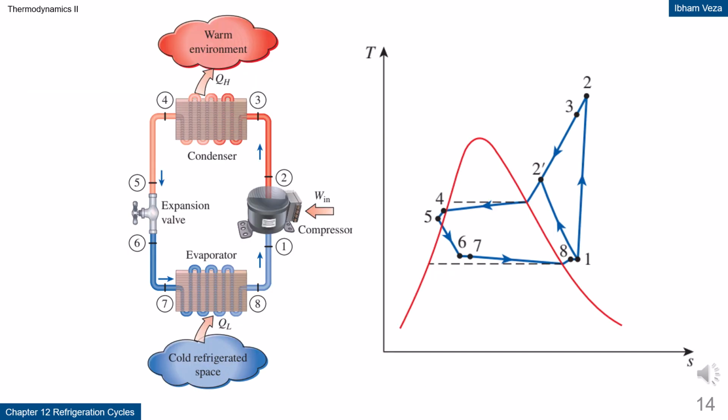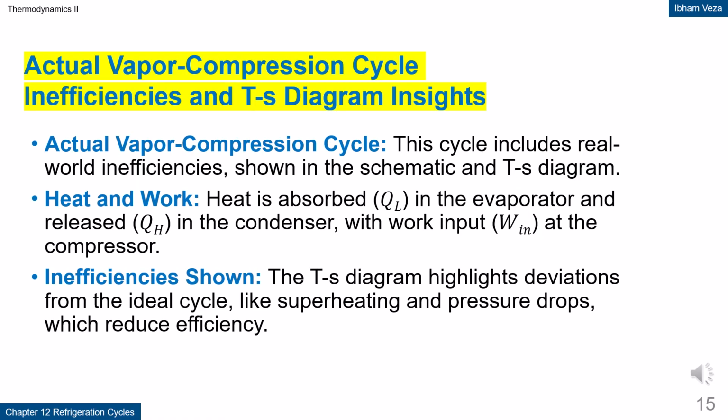Actual vapor compression cycle on TS diagram. This diagram shows that the real cycle deviates from the ideal cycle due to various losses. Superheating at the evaporator outlet and subcooling at the condenser outlet can be observed. In addition, there are pressure drops in pipes and heat exchangers. All these effects increase compressor work and reduce the system's COP. This is why real systems always perform worse than ideal ones. Actual vapor compression cycle. Inefficiencies.